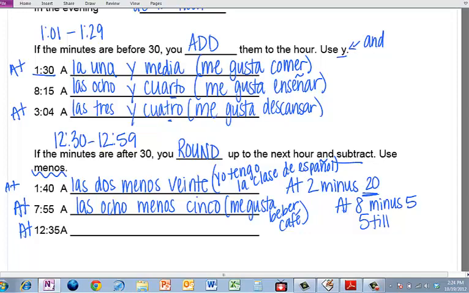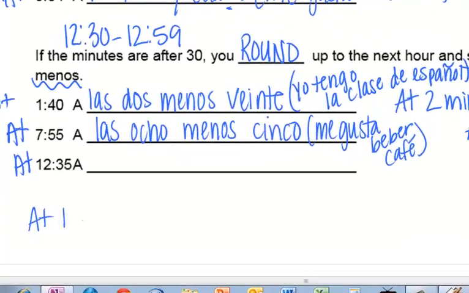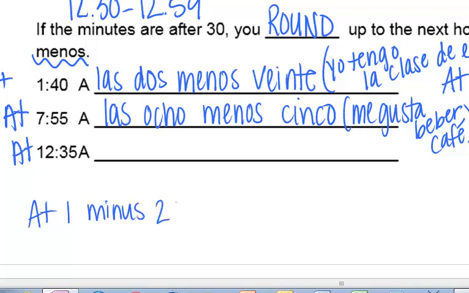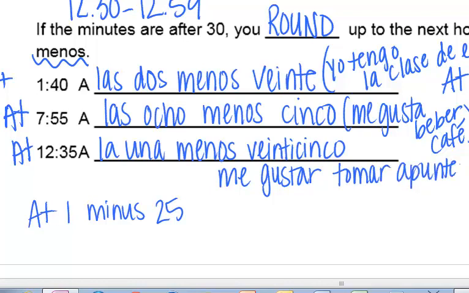Last one's a tricky one. At 12:35, we're going to round up. So if it's at 12:35, it's actually at 1 minus 25 minutes. And that one's complicated because it says 12, but you have to use a la una, so you have to round up to 1 o'clock, menos, now we got to use our new vocab again, 25, 25. So at 1 minus 25, me gusta tomar apuntes. I like to take notes.